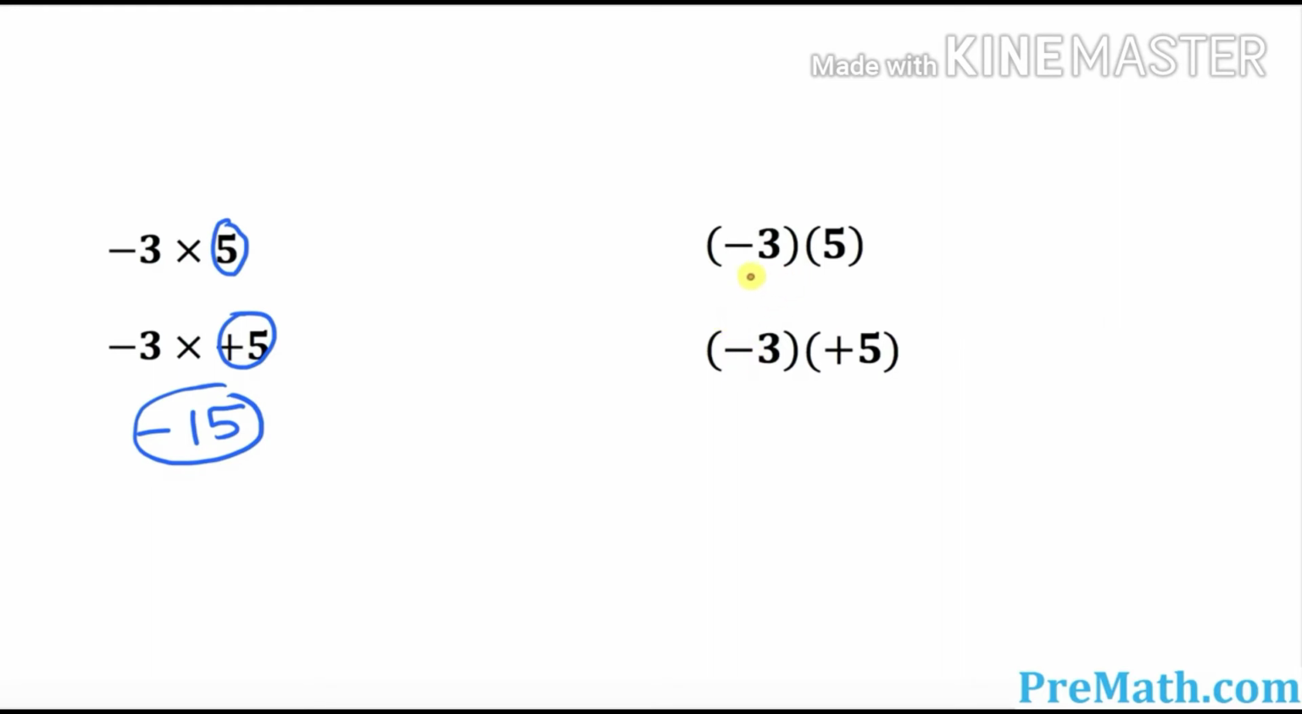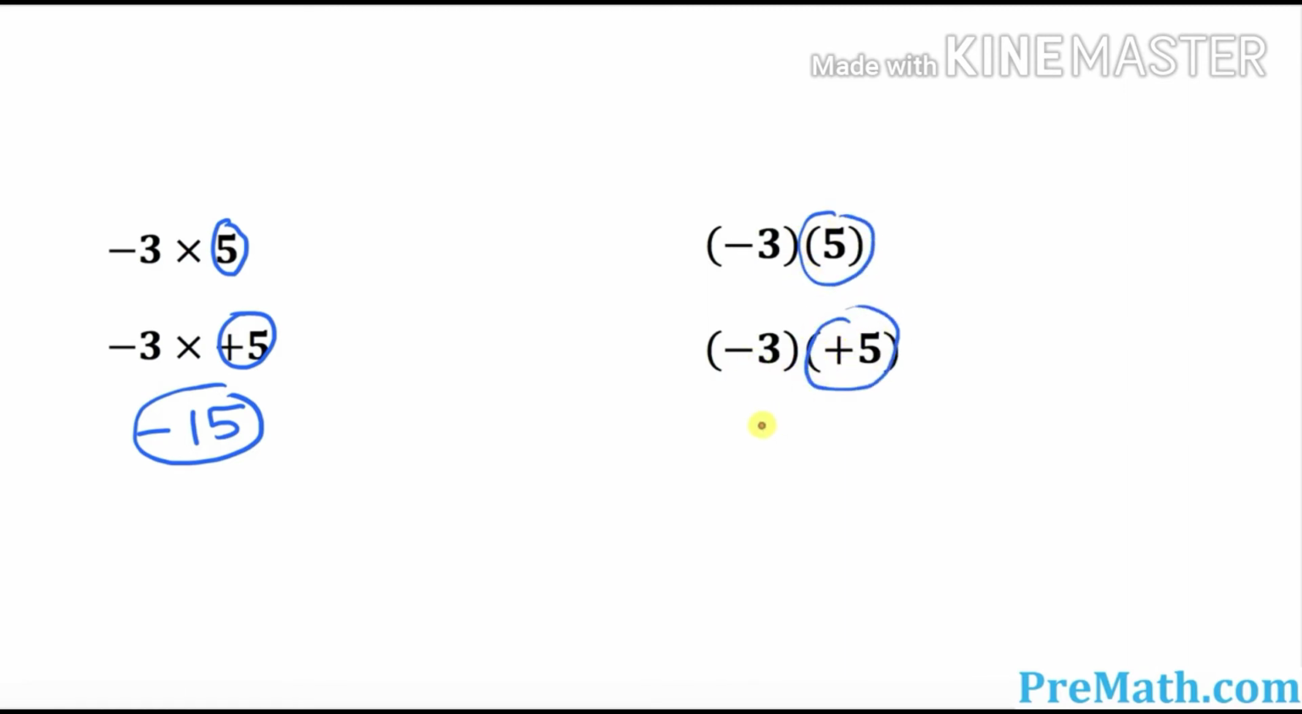All right, let's look at this one. Same thing, but we have a different kind of notation. Instead of a cross, we have parentheses over here. Same thing: negative 3 times 5 could be written as negative 3 times positive 5.